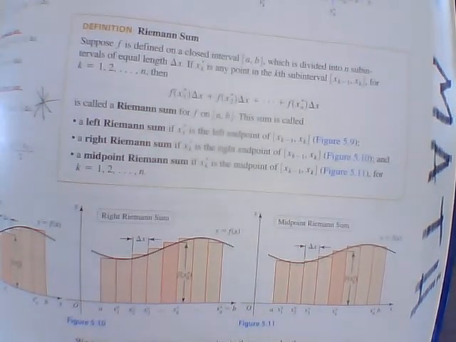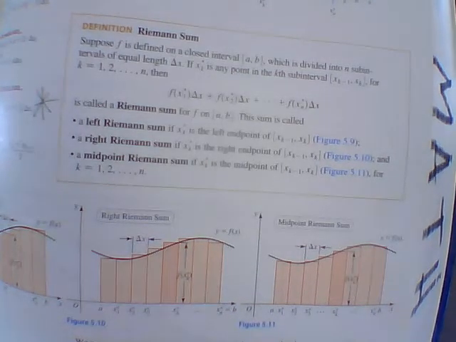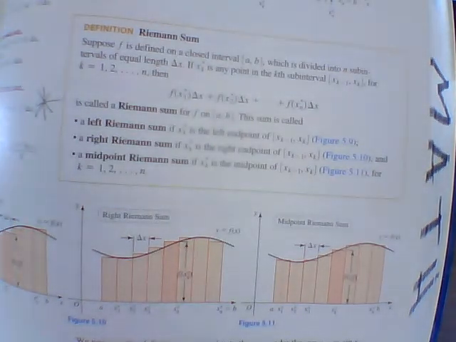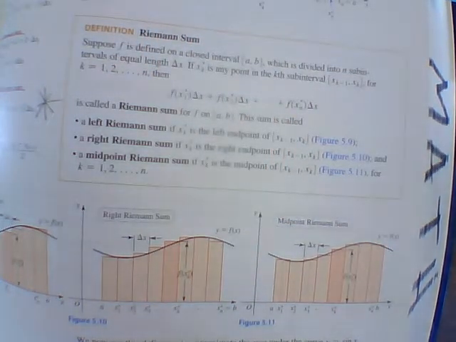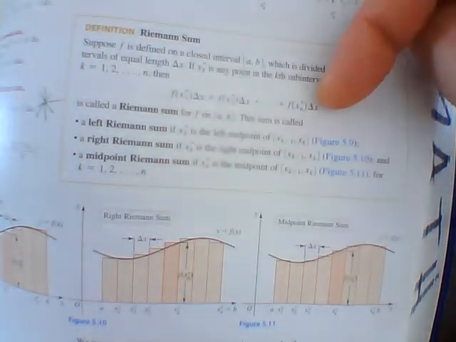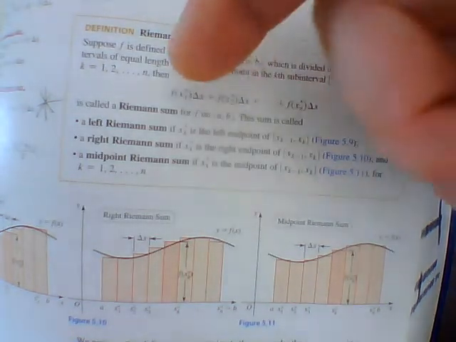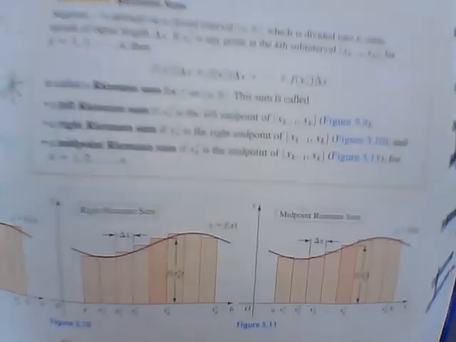Riemann sum talks about, suppose f is defined on a closed interval from a to b, which is divided into n subintervals, once again each delta x in length. If x sub k asterisk is any point in the kth subinterval, for instance k = 1, 2, 3, 4, and so on, all the way up to n, we talk about the summation of this, where we have our first one, our second one, our third, fourth, all the way to the nth one, each having a width of delta x. Now, this is called the Riemann sum.